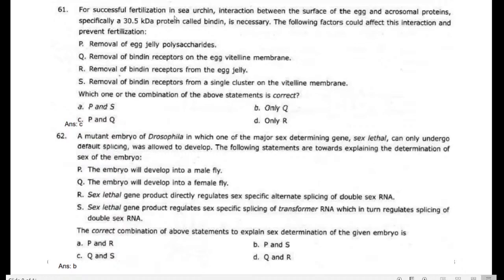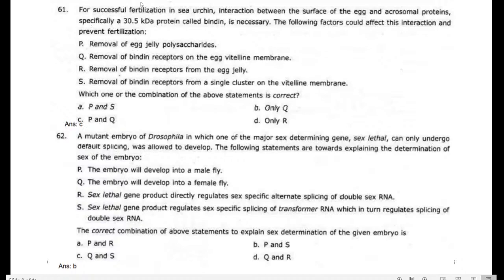For successful fertilization in a sea urchin, sea urchin studies are well studied by researchers, so they may ask repeatedly. Interaction between the surface of the egg and the acrosomal protein, specifically a 30.5 kDa protein called bindin, is necessary for the egg interaction. Binding is very important, helpful for the attachment of the egg surface and the acrosomal protein. The following factors could affect the interaction. What is the possible reason?